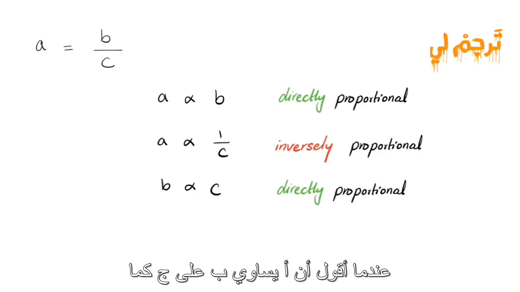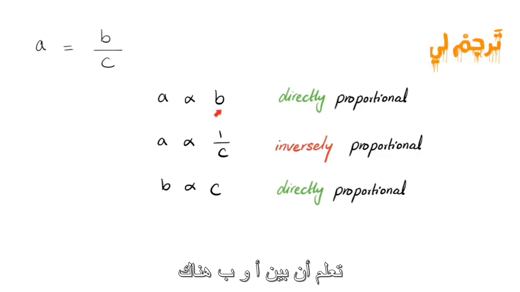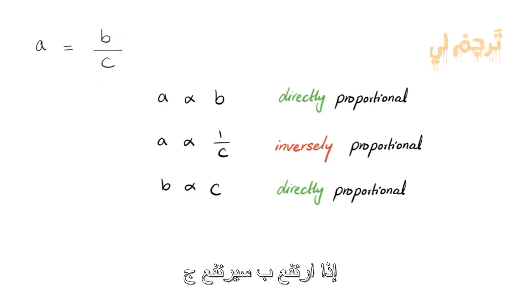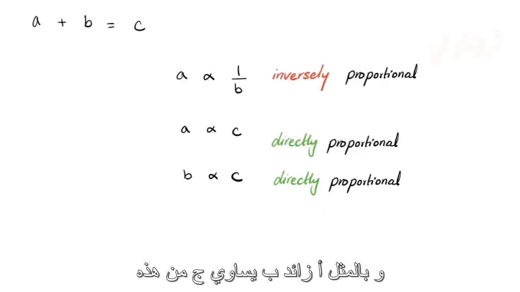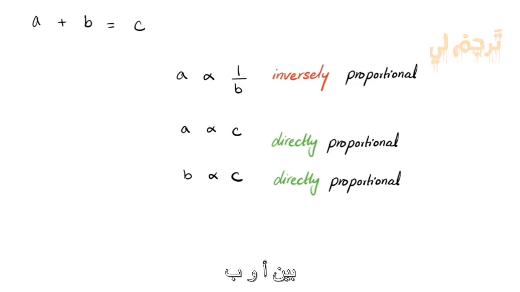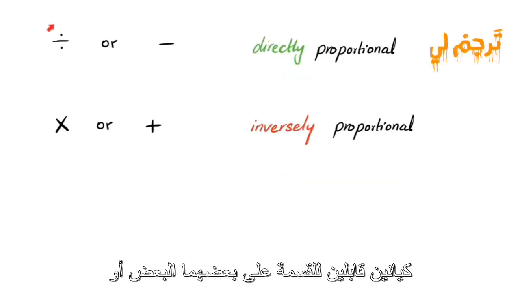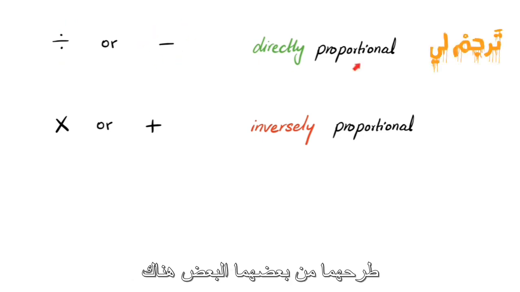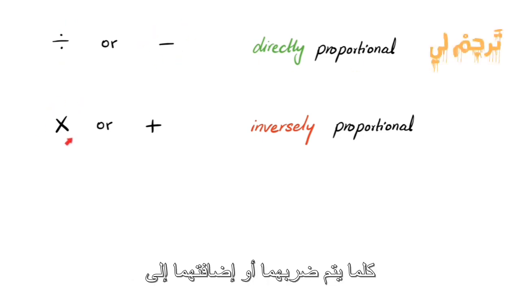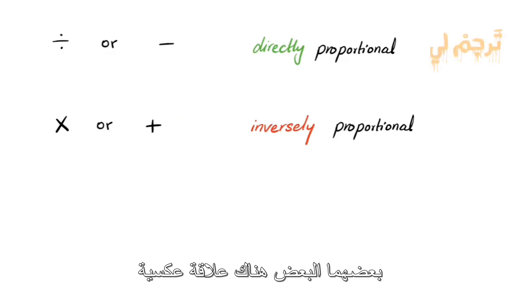When I say that A equals B over C, you know that between A and B, there is a direct relationship. Between A and C, inverse relationship. How about B and C? There is a direct relationship as well. If B goes up, C will go up as long as A remains constant. Similarly, A plus B equals C. From this equation, you can deduce that between A and B is an inverse relationship, A and C, direct relationship, B and C, direct relationship. To summarize this in just two rules, whenever you see two entities divisible by each other or subtractable from each other, there is a direct relationship between them. Whenever they are multiplied or added to each other, there is an inverse relationship.